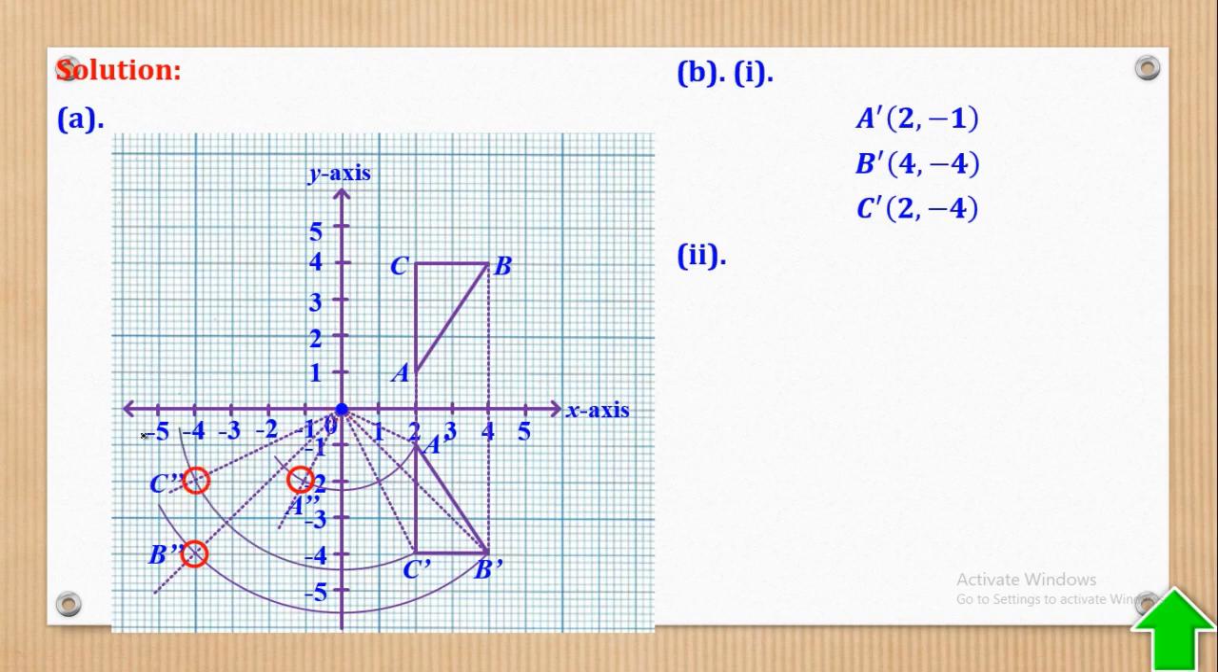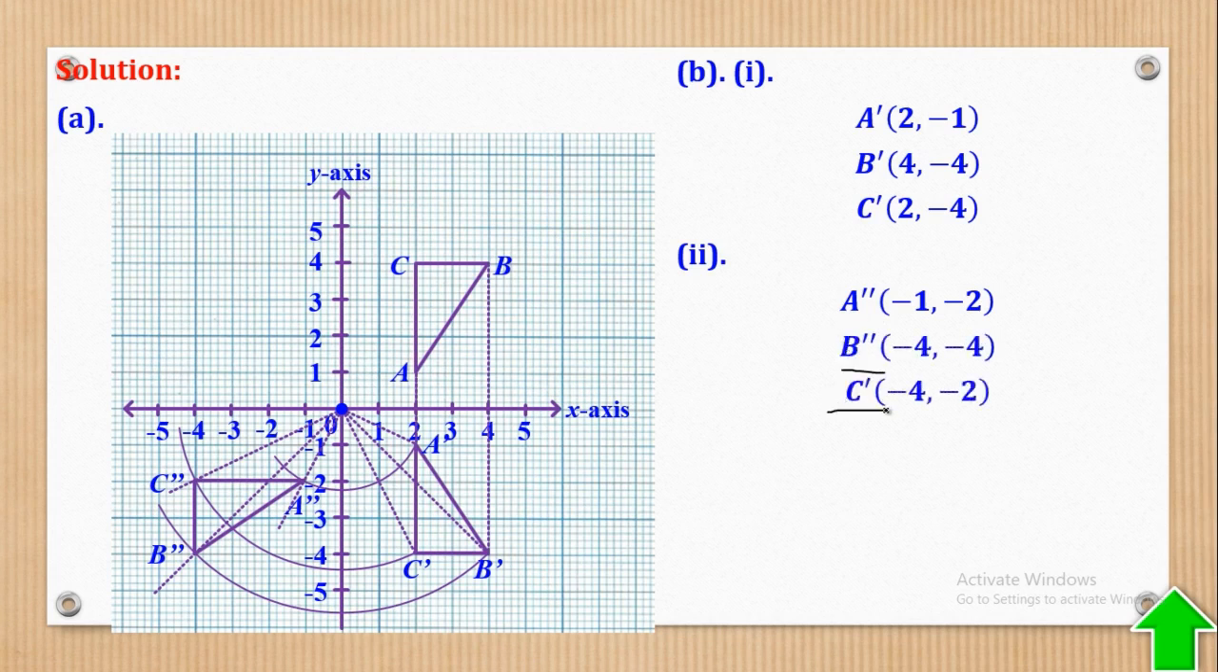Now next is to join point A to B, B to C, and C to A, and that will be the image. Therefore, you come and write the coordinates. A double prime is that, B double prime is that, and C double prime is that. Okay, so that was part B. Now we shall go to part C.